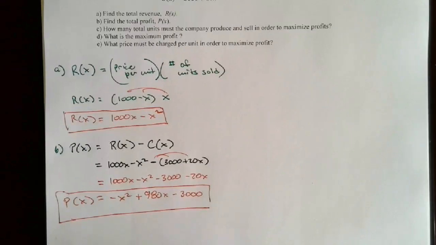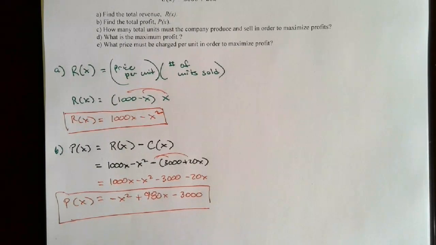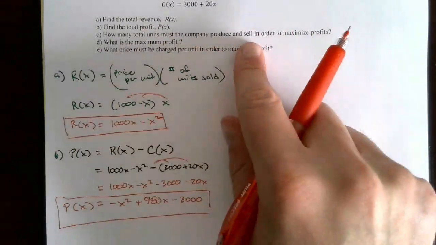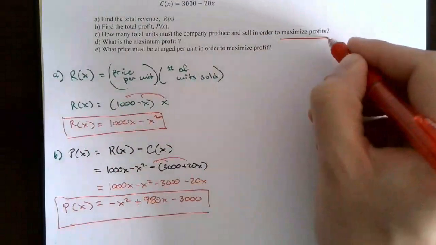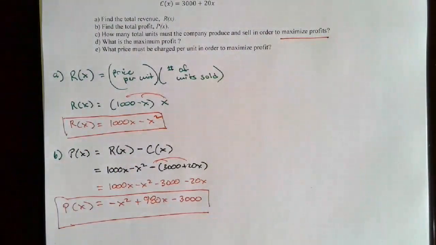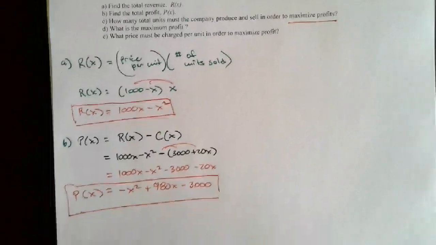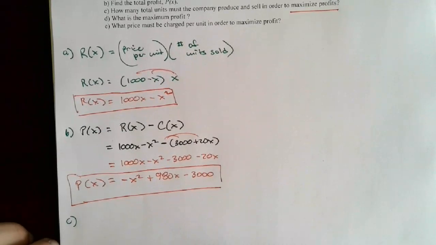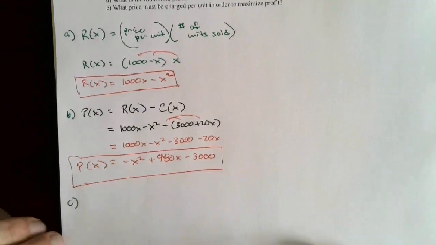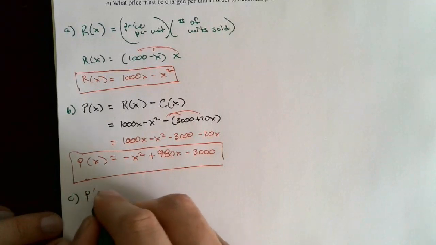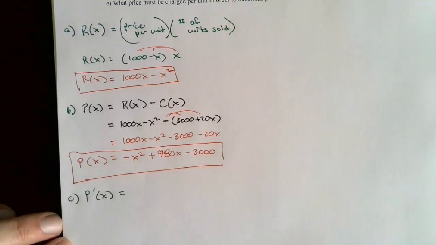Part C says, how many total units must the company produce and sell in order to maximize profits? Well, if you hear that word maximize in there, or minimize, remember that means you're trying to find the derivative of whatever they're asking you to maximize or minimize, and then determine the critical values, and then determine if it gives you a maximum or minimum. So that's what we'll do. So part C here means, to maximize or minimize a function, we have to find the derivative. So P prime of X, in other words, is what I need first.